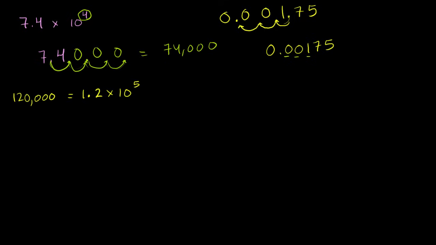And if you want to kind of internalize why that makes sense, 10 to the fifth is 100,000. So it's 1.2 times 1 followed by 5 zeros. That's 10 to the fifth. So 1.2 times 100,000 is going to be 120,000. It's going to be 1 and 1/5 times 100,000. Hopefully that's sinking in. So let's do another one.